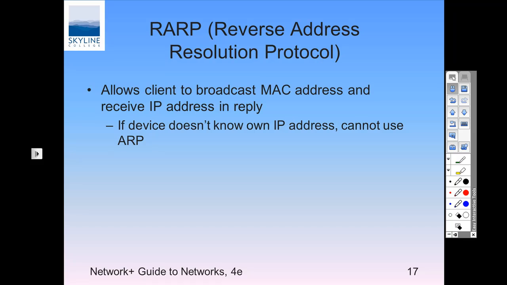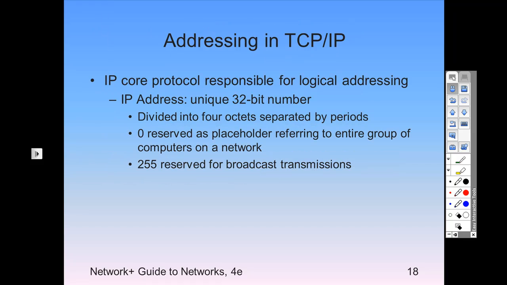Hardware. Reverse ARP goes the other way around. Reverse ARP is for diskless workstations, if you don't really have anything. Your device doesn't know its IP address, so it can use reverse ARP to find its IP address. It says, hey, I don't know my IP address. Who knows what my IP address is for these things?